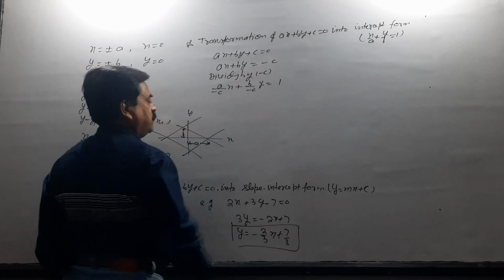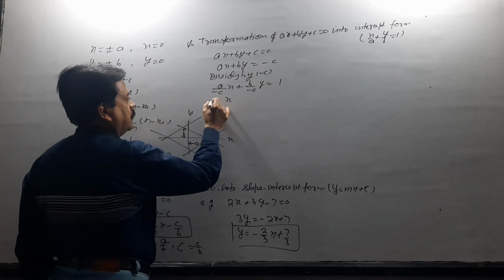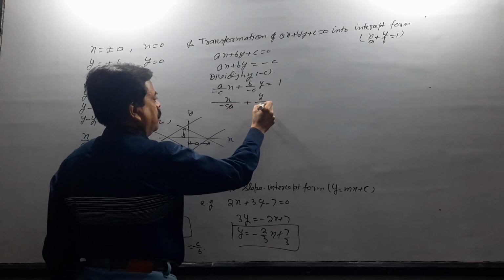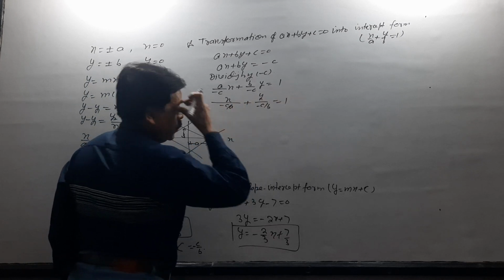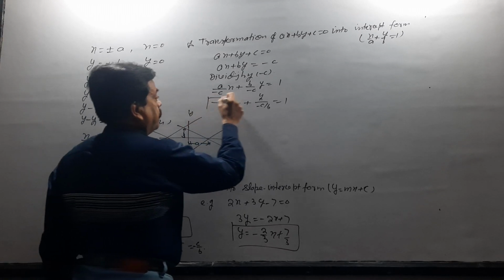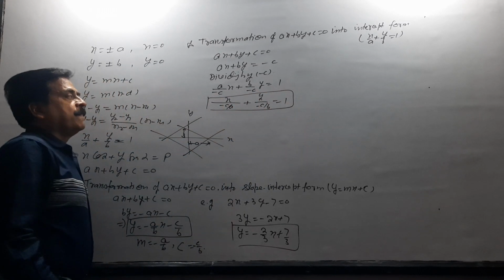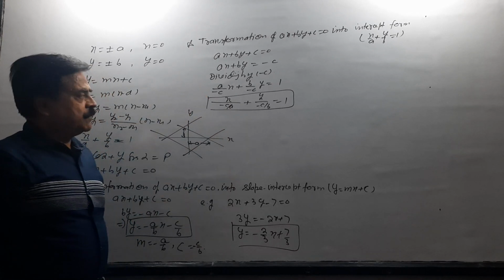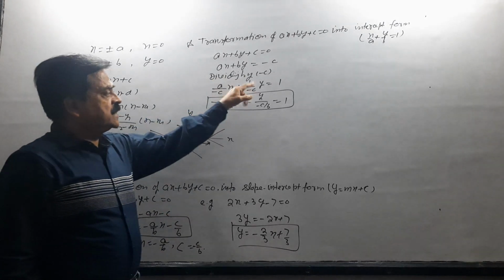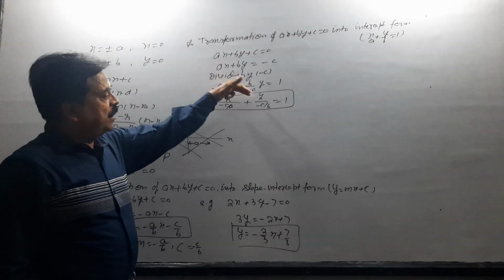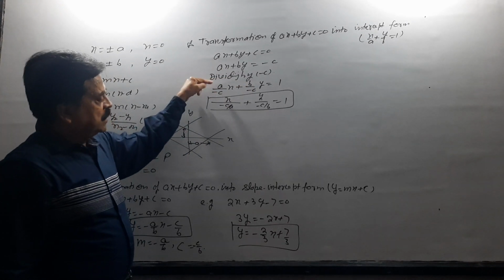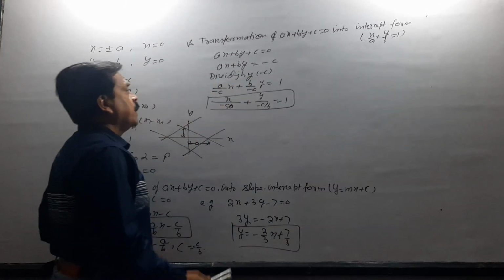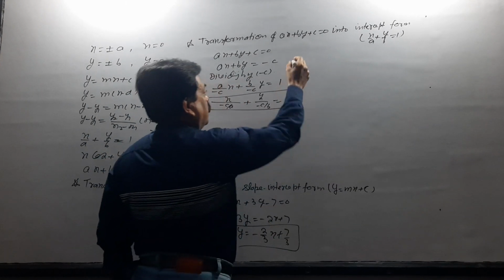Minus c upon minus c means 1. x upon minus c upon a plus y upon minus c upon b is equal to 1. This is intercept form. Conversion of general form into intercept form. Coefficient of x and y in the numerator remain 1. All terms must be in the denominator, like this.